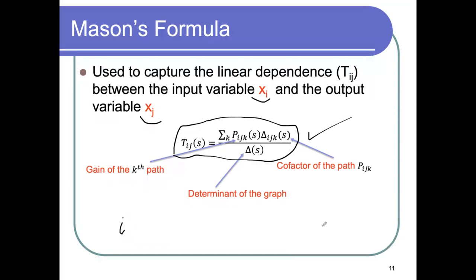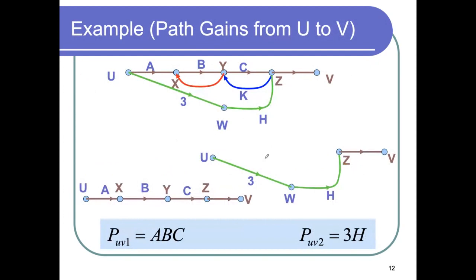So we're going. So this is what's called Mason's formula. It is used to capture the linear dependence Tij between the input variable, the source node xi, and the output variable xj, the sink node. So this represents the transfer function of the signal flow graph. Tij is equal to the summation of Pijk over k multiplied by delta ijk over delta. And we will explain each term, what it means, and how to get it.